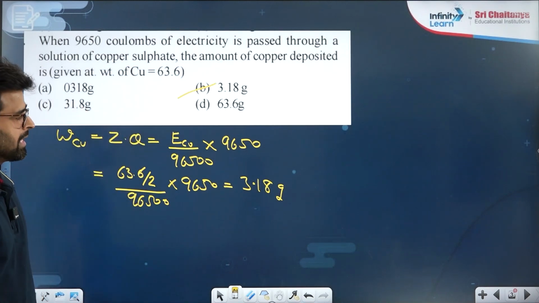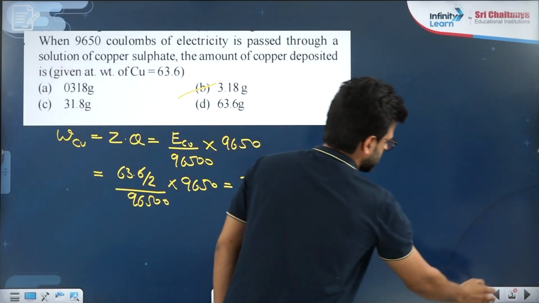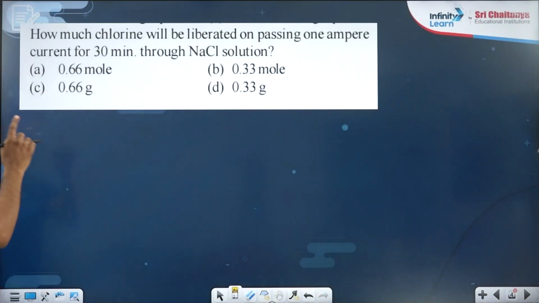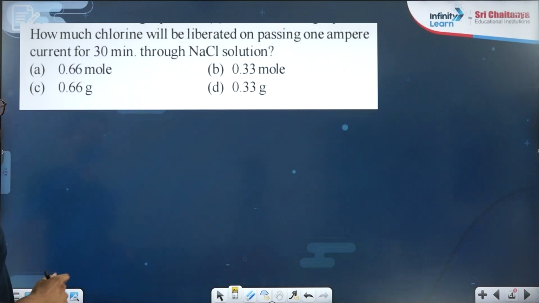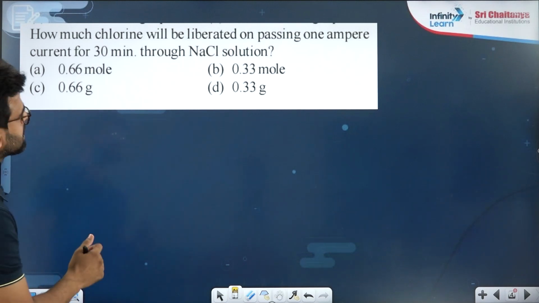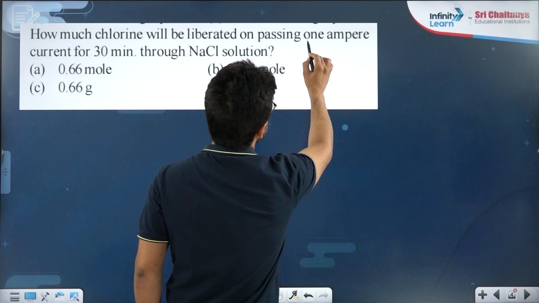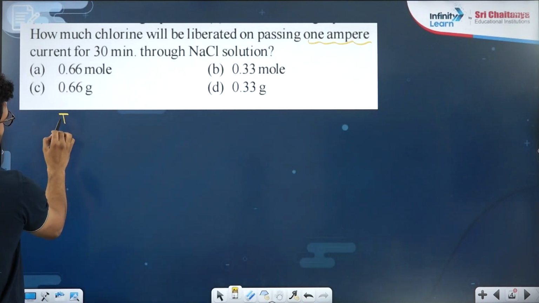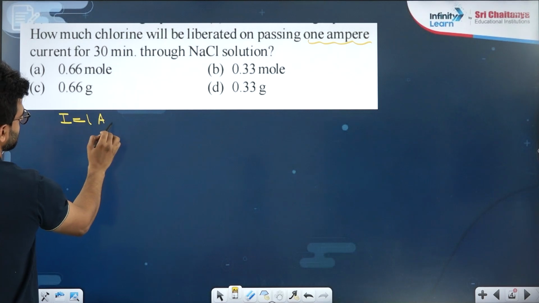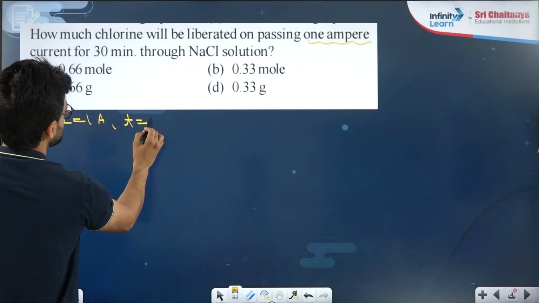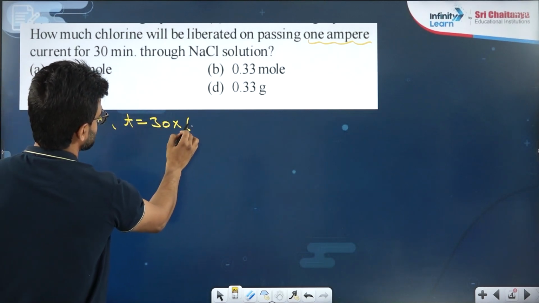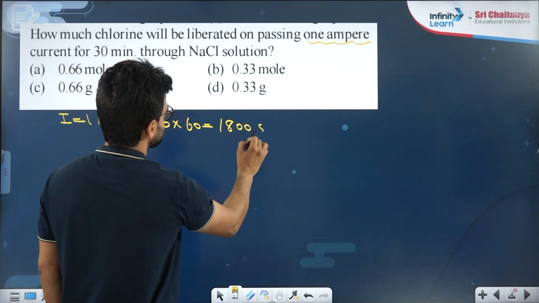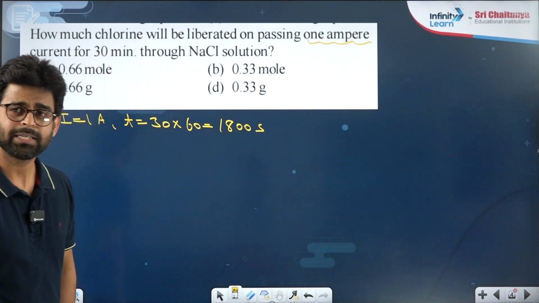Fine, right? If you go for the next question, what is it saying? How much chlorine will be liberated on passing 1 ampere current for 30 minutes? First of all, 1 ampere current. How much time are they giving to us? 30 minutes. So be careful, convert it into seconds. So 1800 seconds, right?